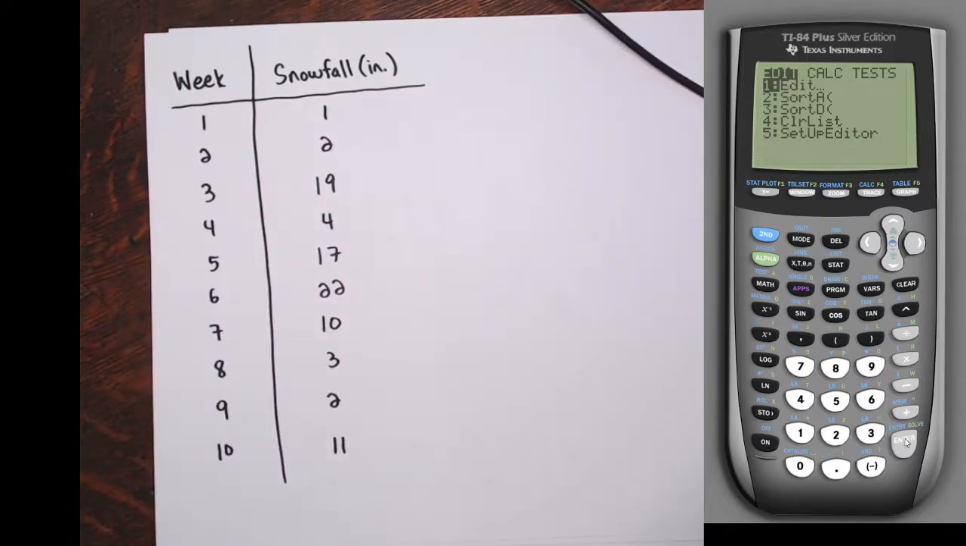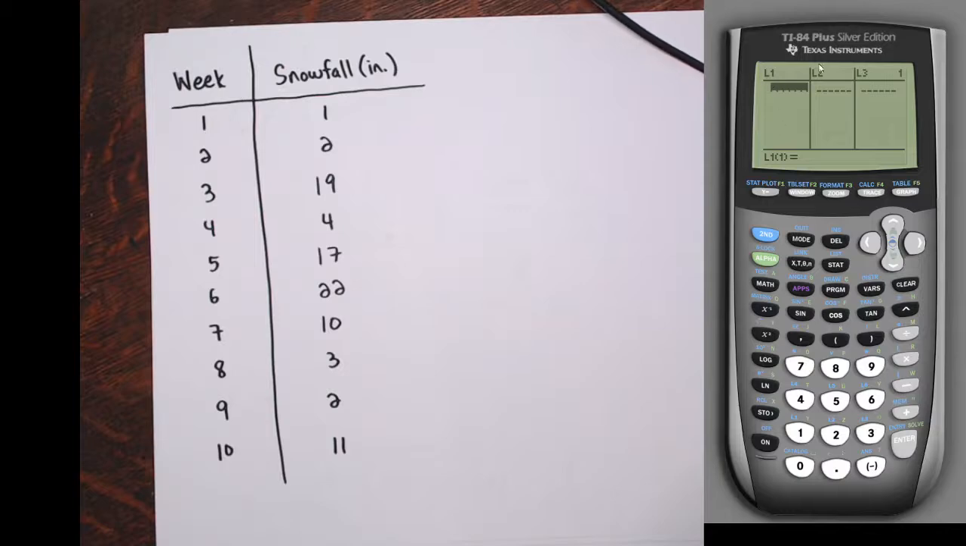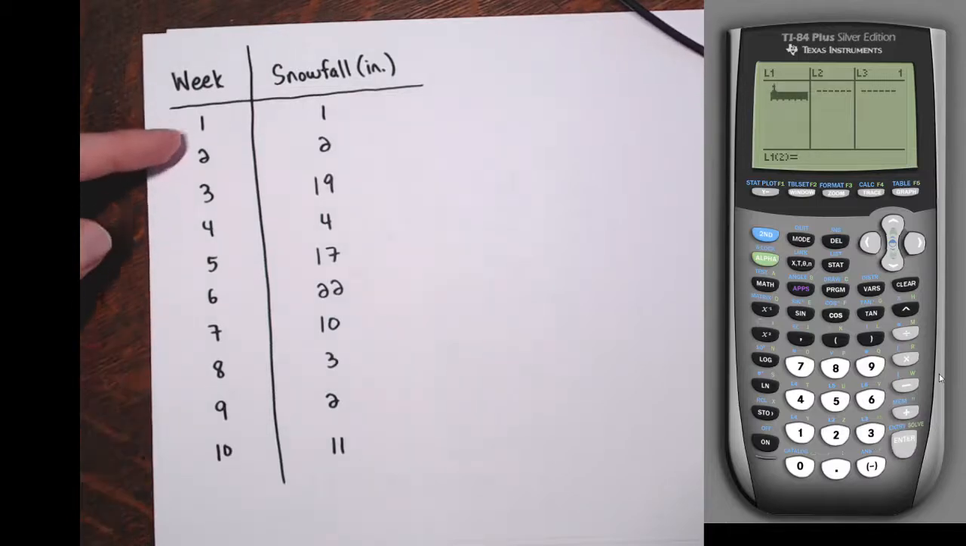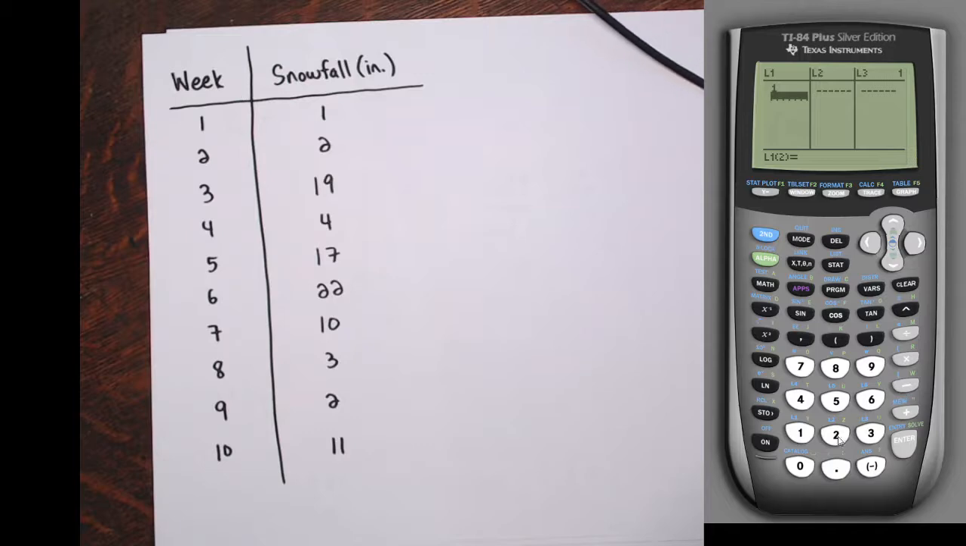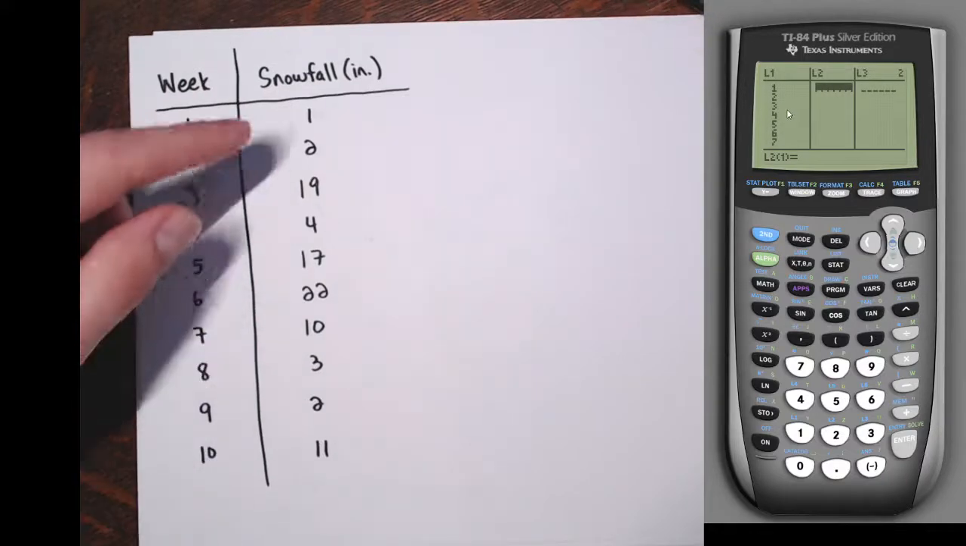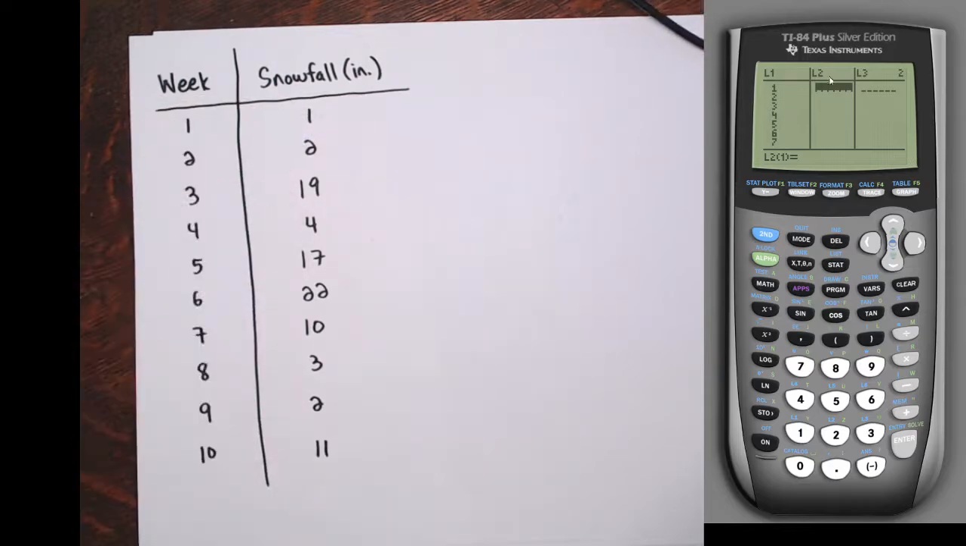So I hit Edit. Then you see List 1, List 2, L1, L2. So down List 1, I'm going to enter the week numbers, 1 through 10. So 1 enter, 2 enter, 3, 4, 5, 6, 7, 8, 9, and 10. Then I move my cursor over to list 2 and enter the corresponding snowfall list, the snowfall in inches.